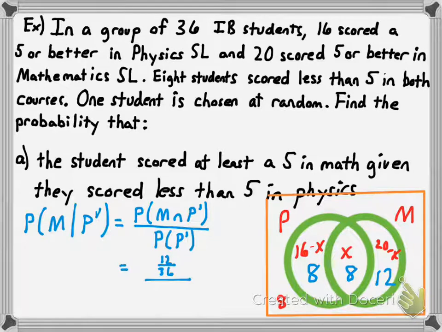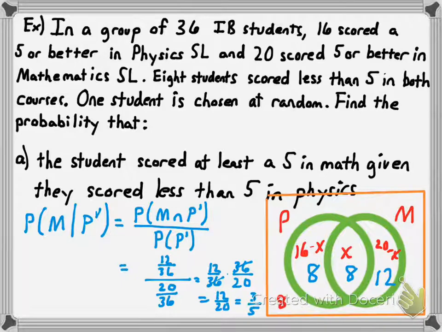And then what's the probability that somebody did not score a 5 or better in physics? Well, there are 16 people that did score a 5 or better in physics. The remaining 20 people then did not score a 5 or better in physics. All right, now let's multiply by the reciprocal. That's going to give us 12 over 36 times 36 over 20. 36 is canceled. You're just left with 12 out of 20, which of course then is 3/5.